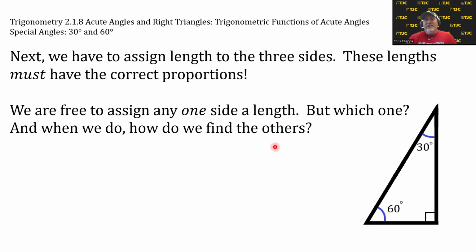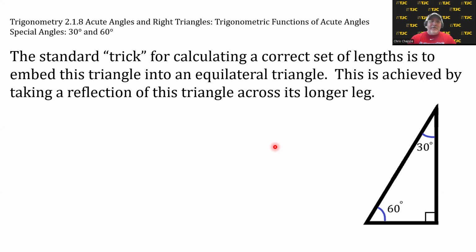Next, we have to assign lengths to the three sides. These lengths must have the correct proportions. Now, we are free to assign any one side a length, but which one? And when we do, how do we find the others? Well, there's a standard trick for calculating a correct set of lengths here, and that trick is to embed this triangle into an equilateral triangle.